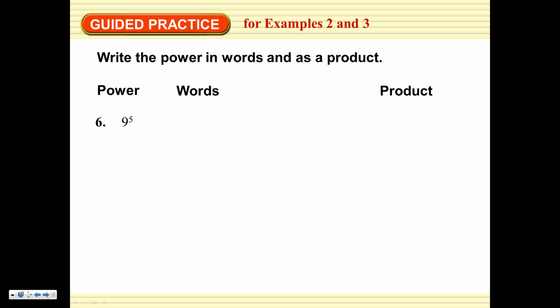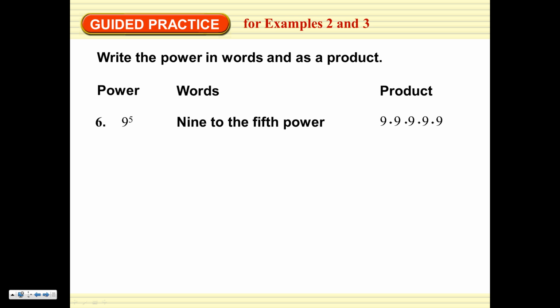Okay. All right, number 6, 9 to the 5th power. That's exactly what you should have written, 9 to the 5th power. And you should have 9 multiplied together 5 times. If you have a product, that's fine. You don't have to have an actual result. You can just have this written out.